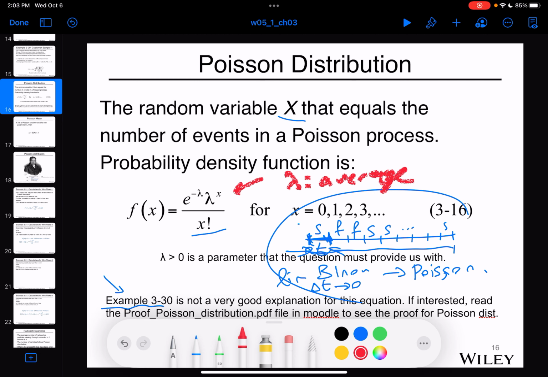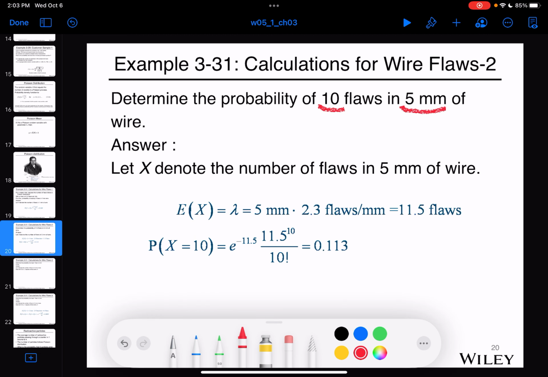right? So again, here what we should do is find out what lambda is for the new length. So lambda is going to be 2.3 flaws per millimeter, but this time we have a 5 millimeter length. So our length is bigger, right? So this basically means that on average, we expect 11.5 flaws in 5 millimeters, right?